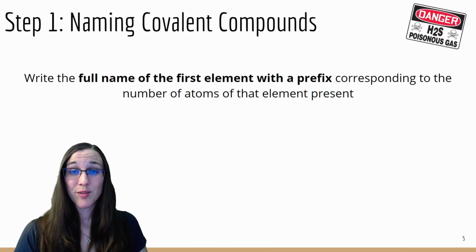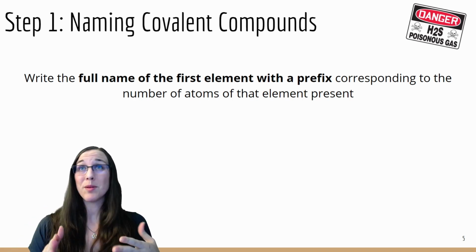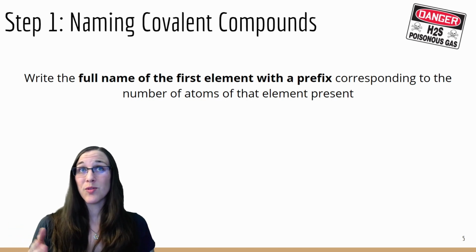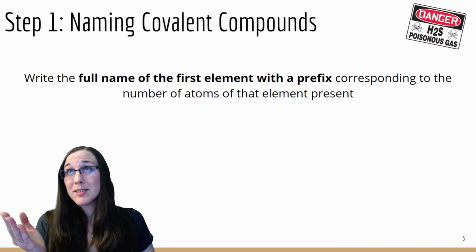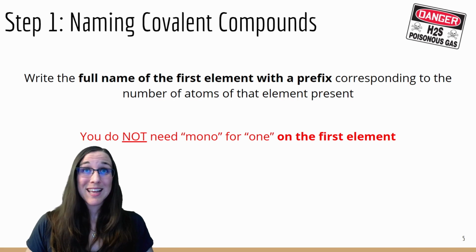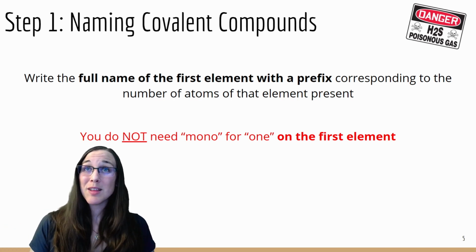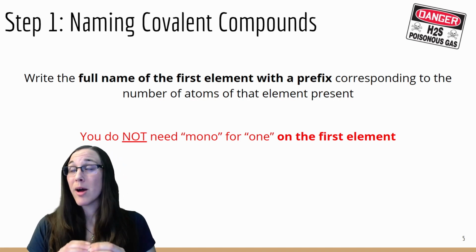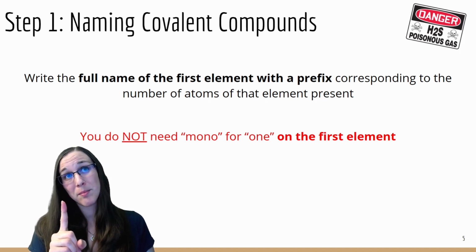Step 1. For naming covalent compounds, write the full name of the first element with a prefix corresponding to the number of atoms that element has. So if you have an element with 2, you would write di and then whatever the element's name is. Or 3, tri, whatever the element's name is. Now notice the examples I gave were for 2, 3, and anything beyond. If the first element only has 1, you do not need to write mono. Mono is only used if the second element has a single atom thereof.